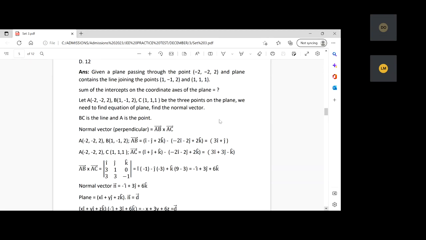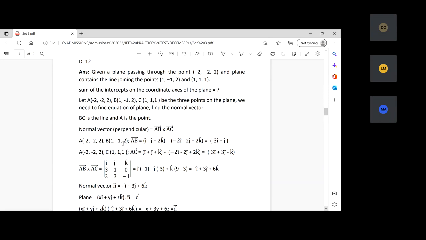So this is a plane, there is a point and there is a line. You can join these points and then find the normal vector. So what will be the normal vector? We have assumed BC is the line and A is the point. It will be AB cross AC. So I'll be able to find the vector AB and the vector AC.